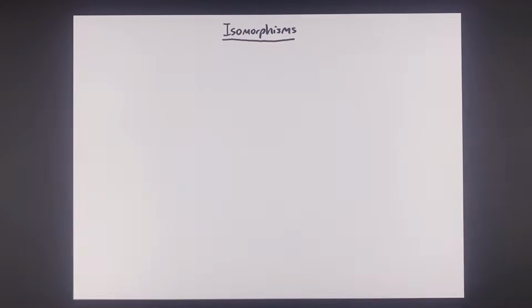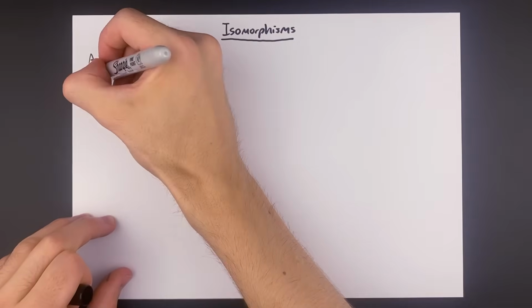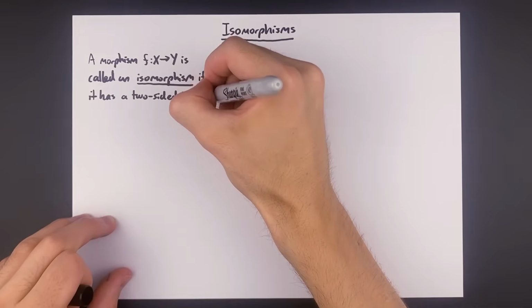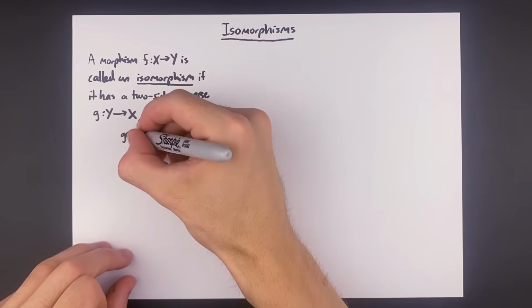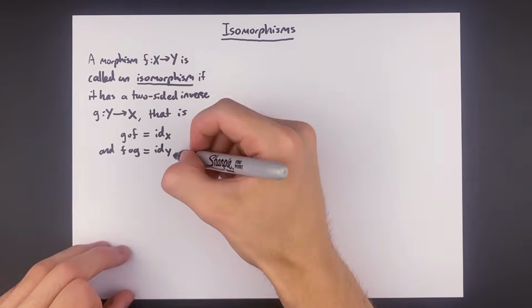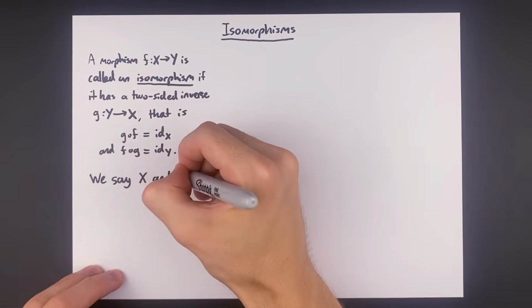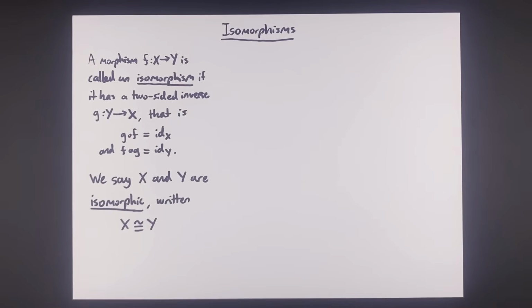So we don't want to show that the product is unique. Instead, we want to show that it's unique up to isomorphism. The categorical definition of an isomorphism between two objects x and y is a morphism from x to y which has a two-sided inverse. That is, a morphism from y to x, such that if we compose these two morphisms in one direction, we get the identity morphism on x, and if we compose them in the other direction, we get the identity morphism on y. If two objects have an isomorphism between them, then we say that they are isomorphic.